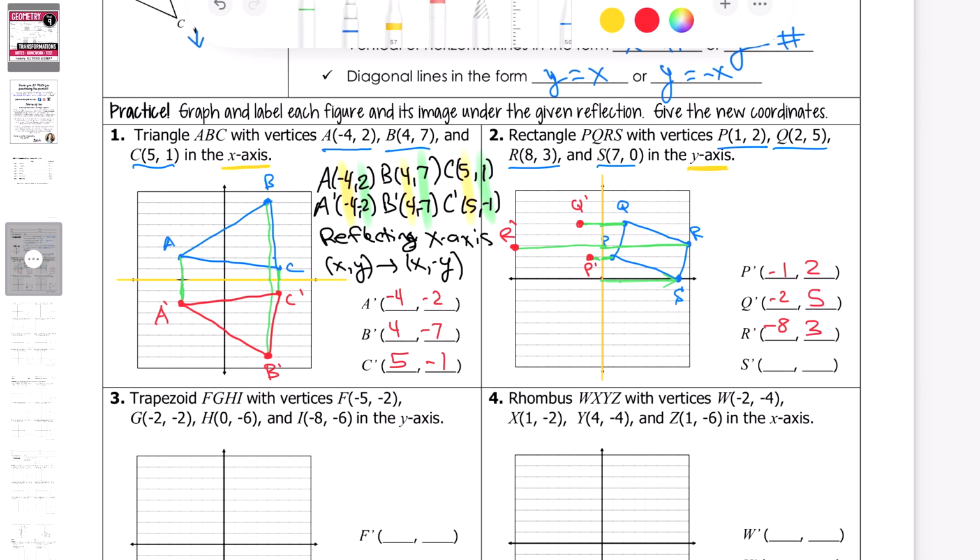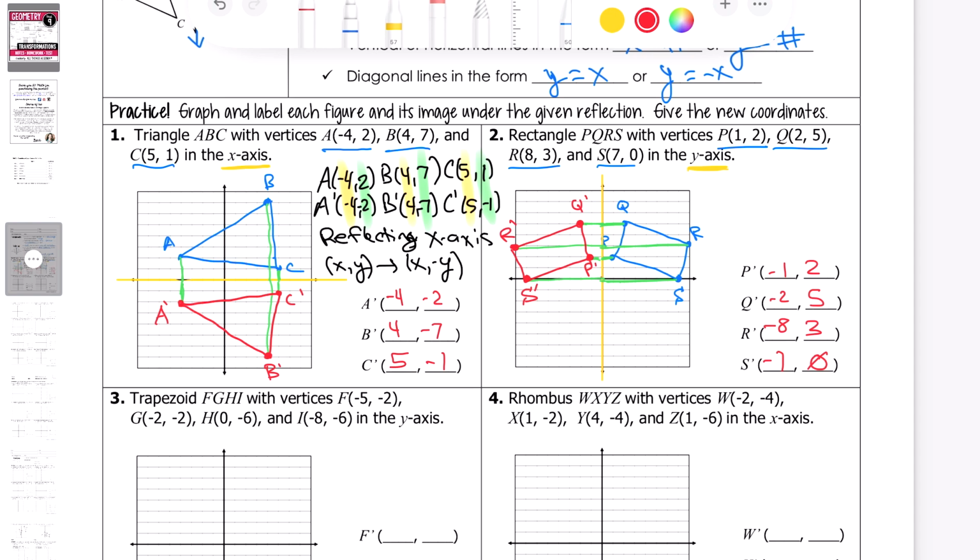So S, that's 7 away, right? And then so I'm going to go 7 away over here and place S prime. So with that one, I'm just going straight over -7 to the left and 0. All right, so we have our new rectangle. And again, we can see it's the exact same rectangle. Nothing's changed except it's literally flipped over that line. So it's in kind of that opposite orientation that it was when it started.